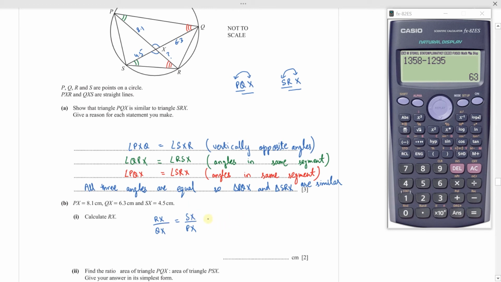So now we can substitute the values here. RX is the unknown that we need to calculate. QX is 6.3, SX is 4.5, and PX is 8.1. So this will give you RX equals 4.5 divided by 8.1, and then I will take the 6.3 to the other side, so this will be multiplied by 6.3. So RX is 3.5 centimeters.